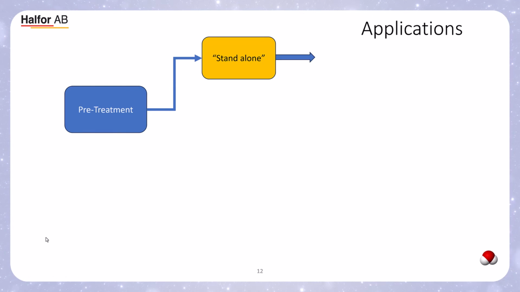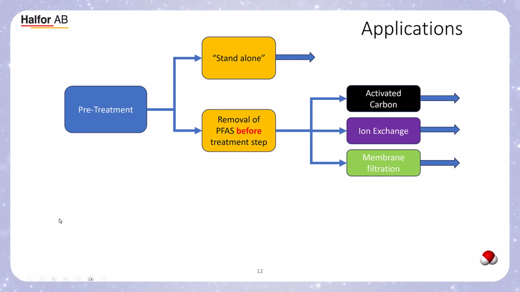If you only have problem with PFAS substances, it might be that after the correct pre-treatment you can use foam fractionation as a standalone method. Also, of course, you can use the foam fractionation to remove PFAS before a consecutive treatment step. That could be activated carbon, ion exchange, or membrane filtration.